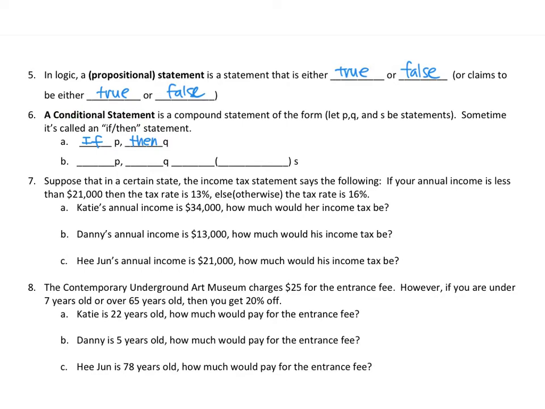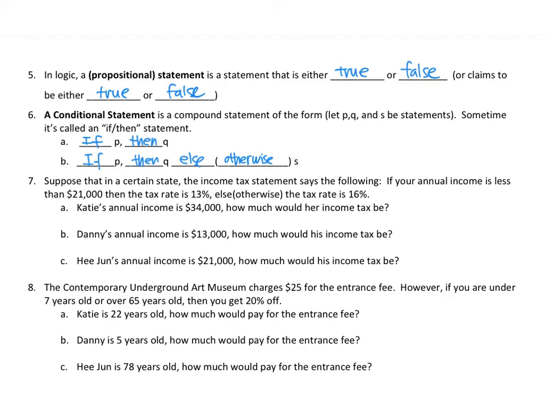You can also say if some statement P, then Q will happen, or otherwise S will happen, right? So if you submit the homework on time, then you get the full credit. Otherwise, you get only half the credit, something like that. So sometimes I'll add that otherwise or else part. An if-then statement can have just if and then, or it can have the third part as well. So let's look at number 7.